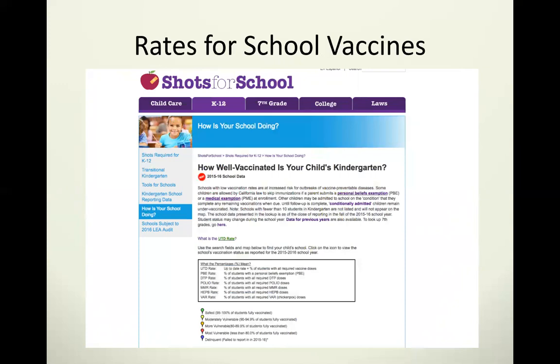So you can actually get an idea of how many children are vaccinated at the school that your child or grandchild or goddaughter or whoever is going to, and you could see what the level of herd immunity is for the school in your area.